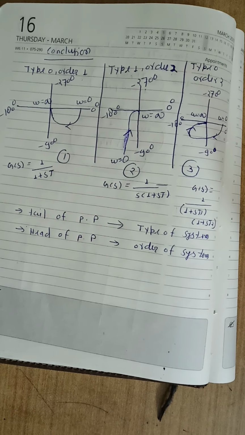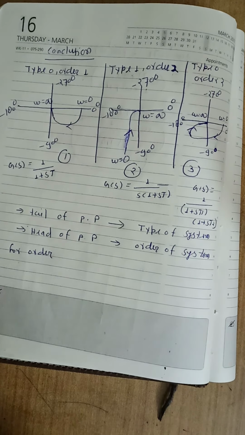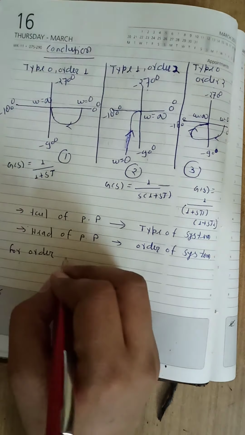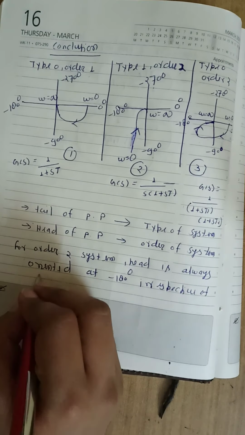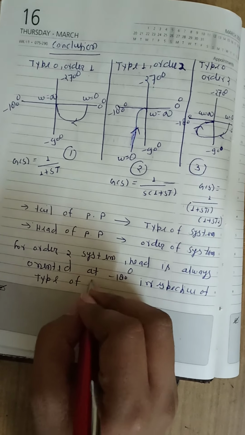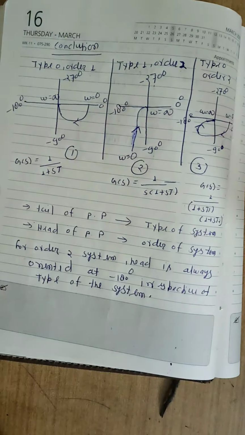One important point is also there for an order 2 system. For an order 2 system, the head is always oriented at minus 180 degrees irrespective of the type of the system.